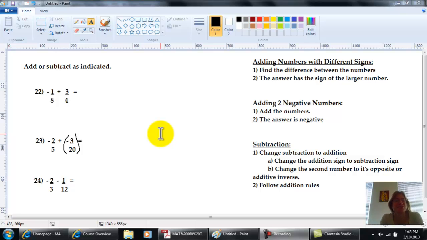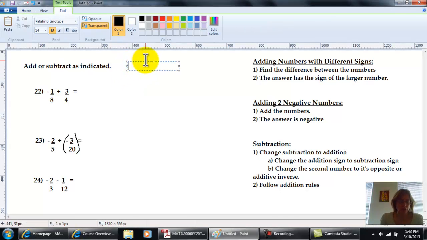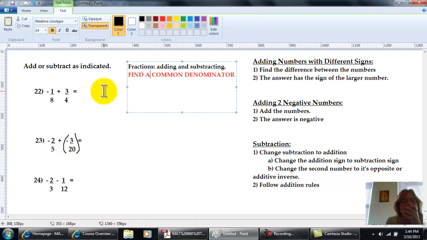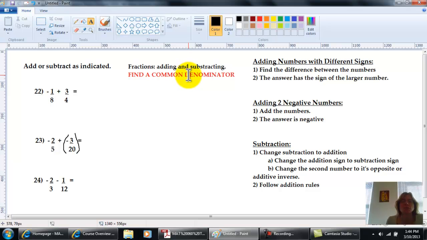Alright, this is from Test 2 review for Math 060, and we're doing numbers 22, 23, 24, where add or subtract is indicated. With these problems there's fractions, so the first thing we have to remember is when you have fractions and you're adding and subtracting, you have to find a common denominator. Once you've found the common denominator, then you follow the rules for adding and subtracting integers. So we work on step 1, which is finding a common denominator.